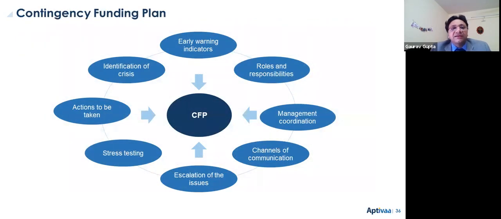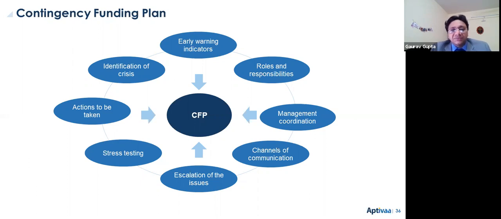The last thing is the contingency funding plan. As I mentioned, it should be a documented thing which has all these aspects: these are the early warning indicators, these are the modes of funding which we need to raise, this is the management coordination. It should be prepared in such a way that it is a rule book, that now indeed we have a stress, these are the roles and responsibilities of each individual, these are the ways of funding, this is the communication we need to make to our stakeholders.